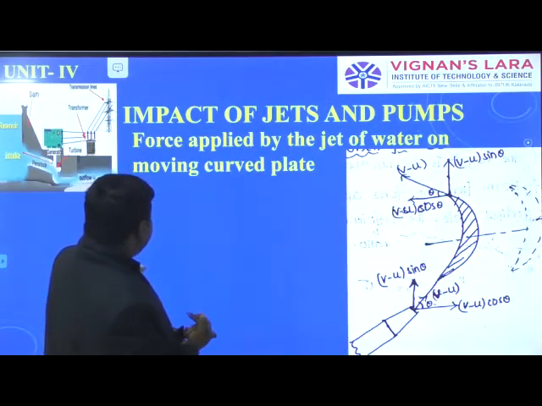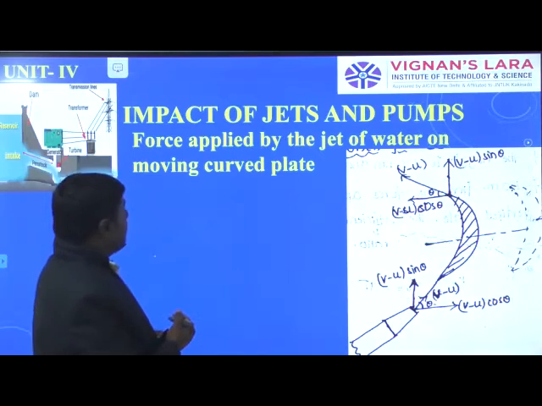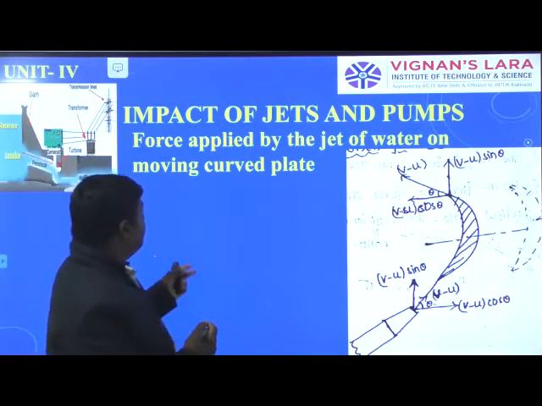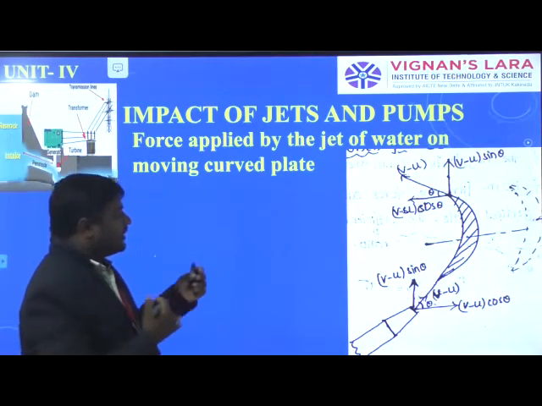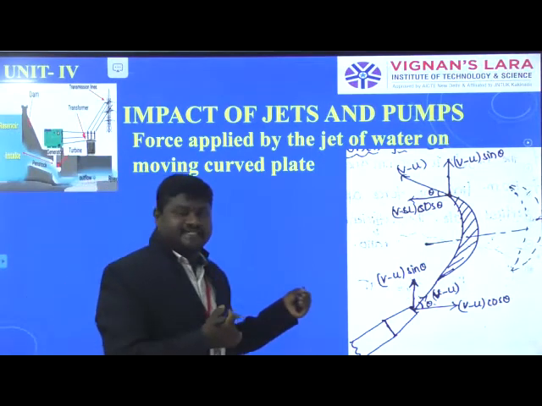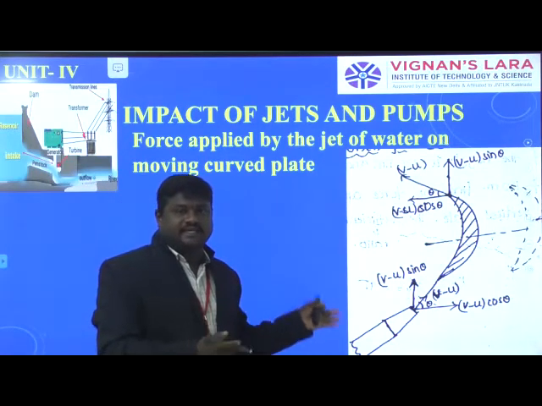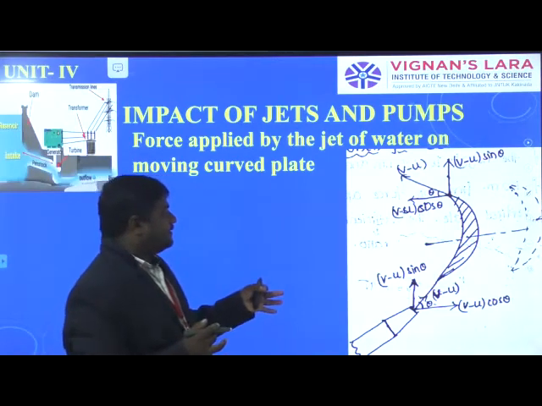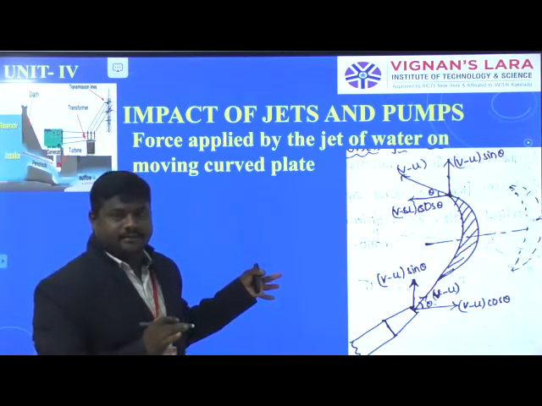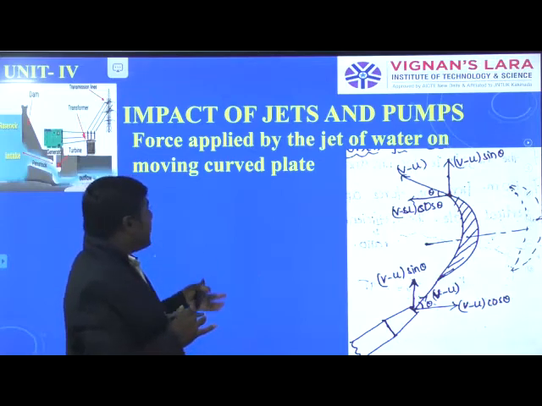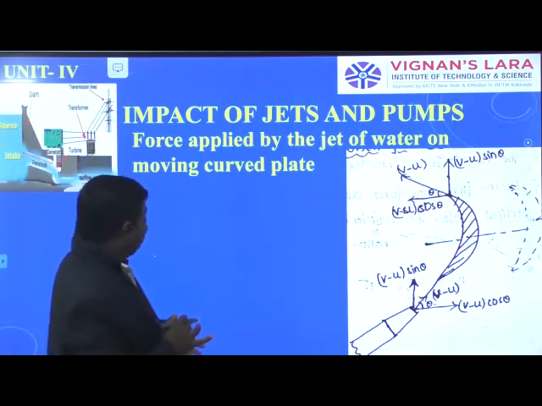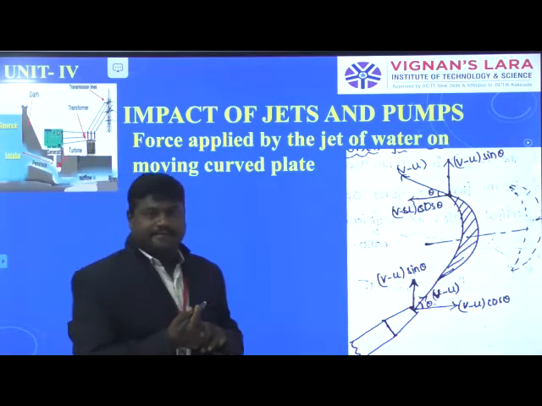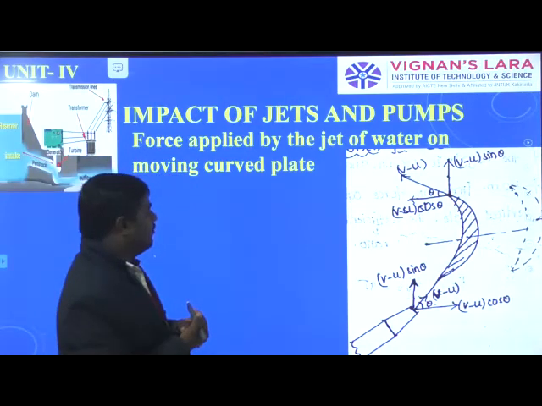Then, the force applied by the jet of water on a moving curved plate. This is not fixed. In the previous slide, that was the fixed curved plate. Here this is not fixed. This is the force applied by the jet of water on a moving curved plate.